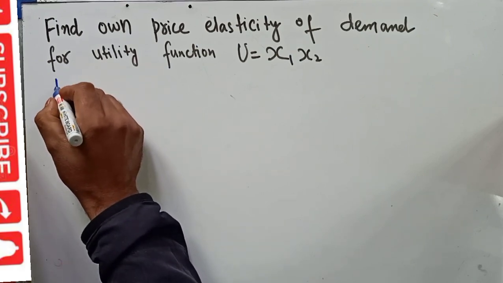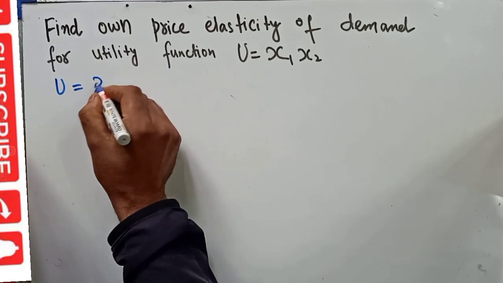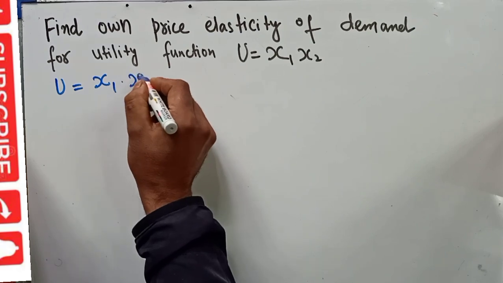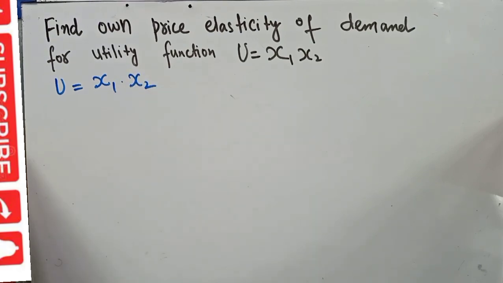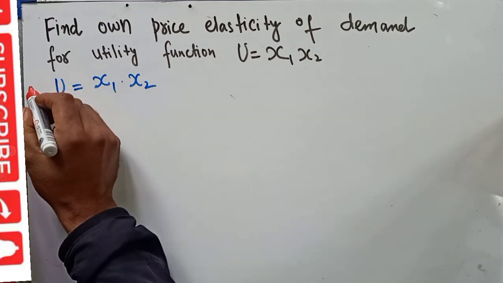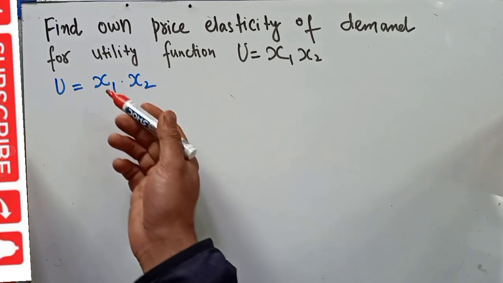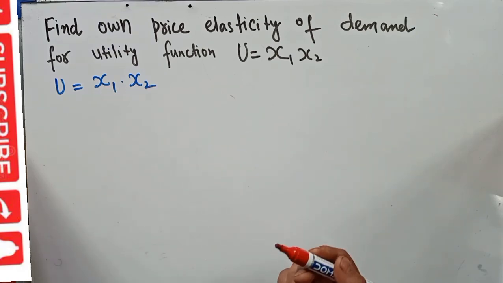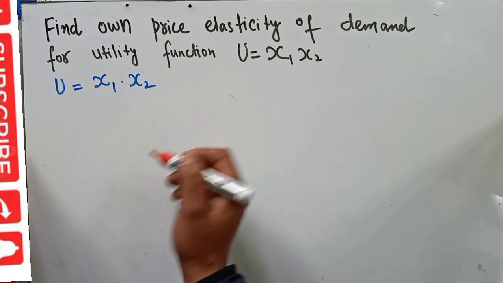So we have utility u equals x1 times x2. This is our utility function. We want to find the price elasticity of demand for goods x1 and x2 here. That means first we need to find the demand function for goods x1 and x2. To find the demand function, we need to construct the budget constraint.